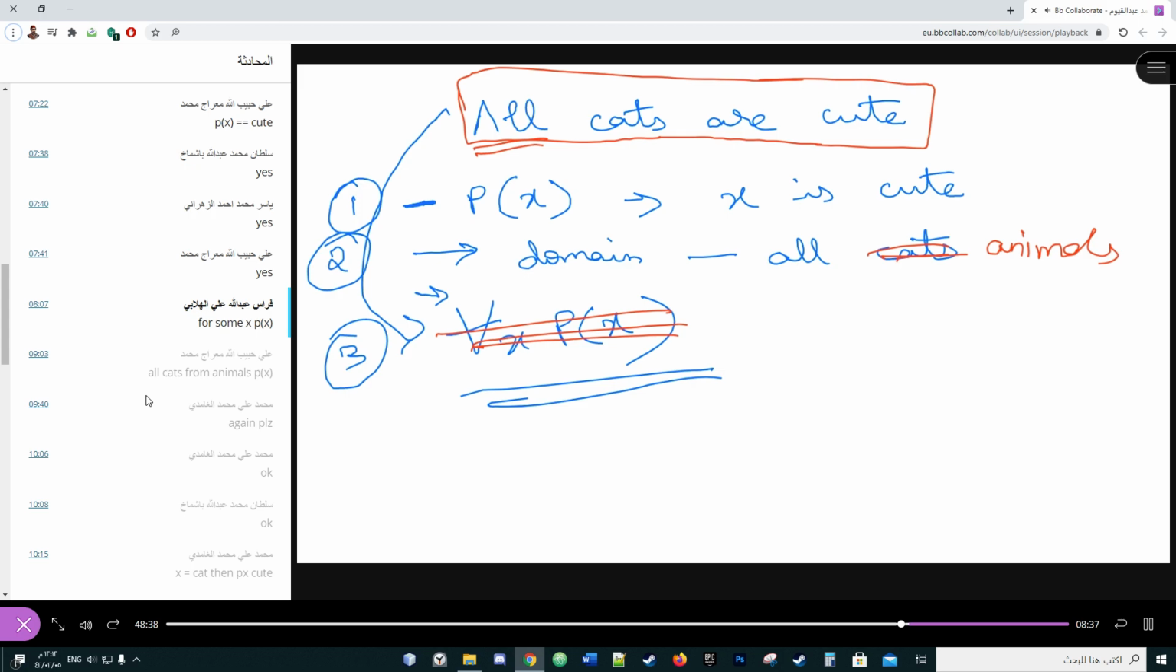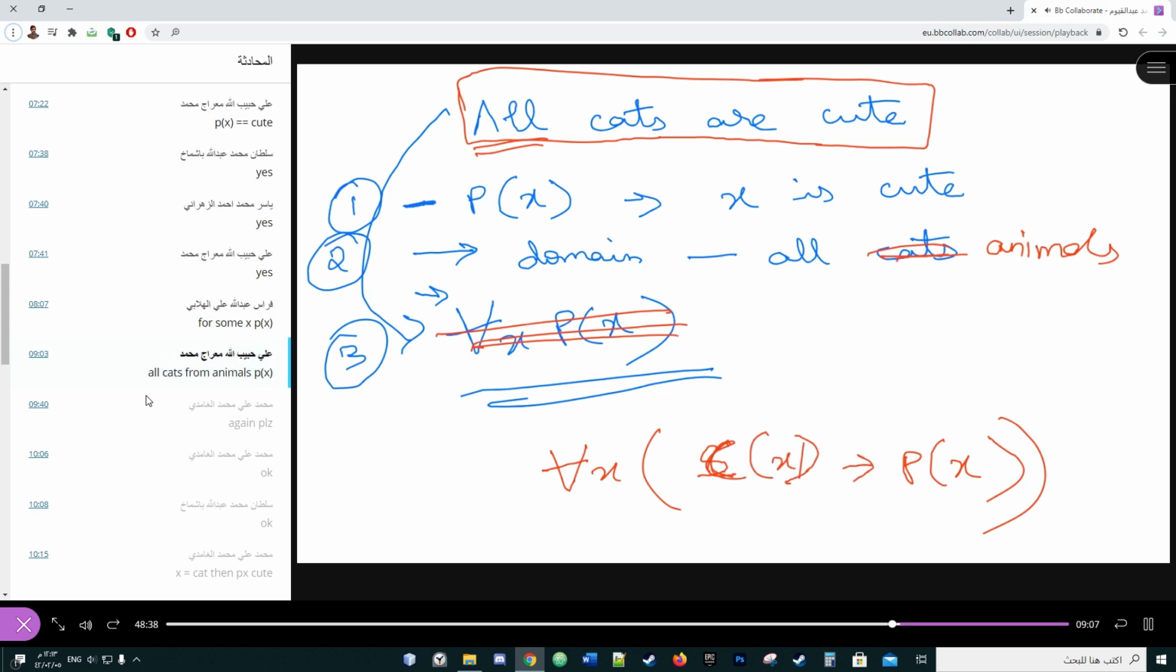Okay, I know I have to use all because it's for all cats. So I know I have to use for all something. And I know I need to use this because "all cats" is true. But what else will I need? I'll say if x is a cat, then x is cute. Okay, if x is a cat, so I have C(x), another function which says x is a cat.